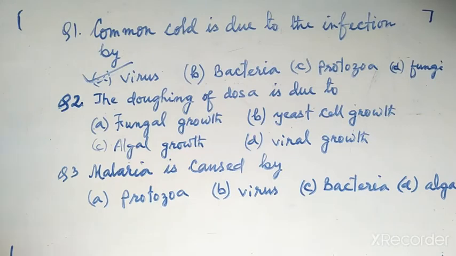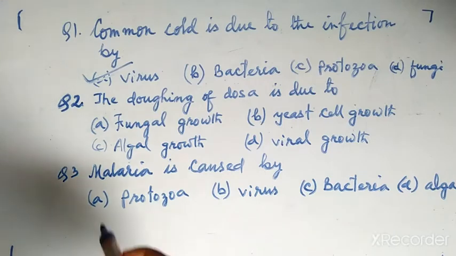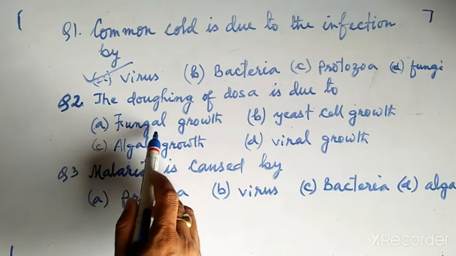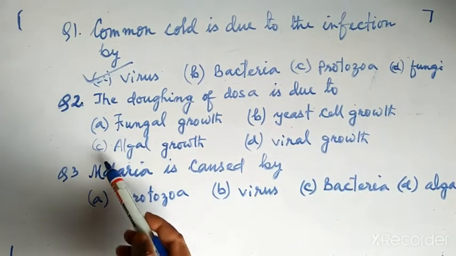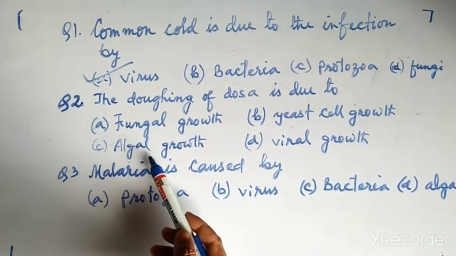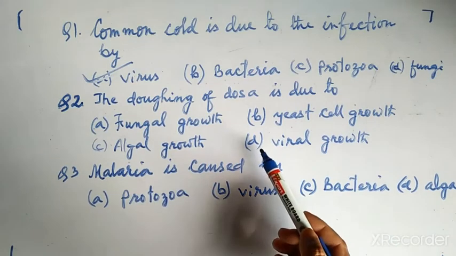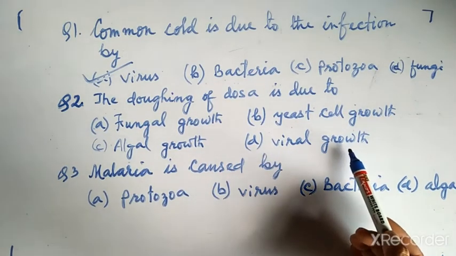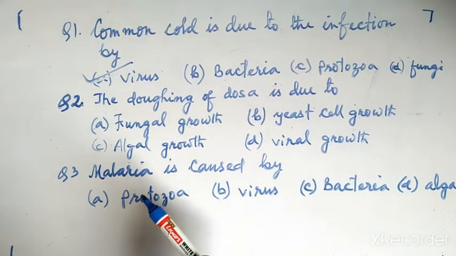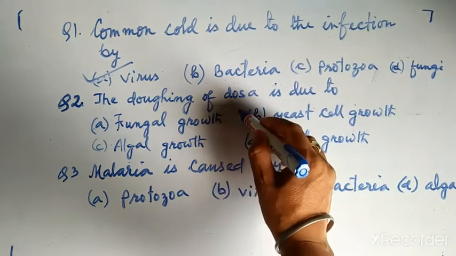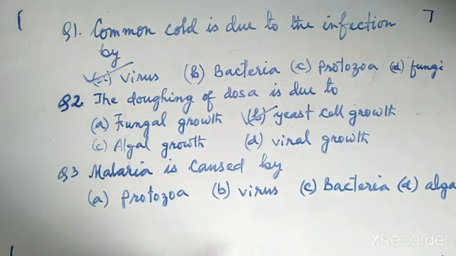Question number 2. The clogging of dosa batter is due to option A, fungal growth. Option B, yeast cell growth. Option C, algal growth. Option D, viral growth. We have to choose the correct answer. The correct option is option B.